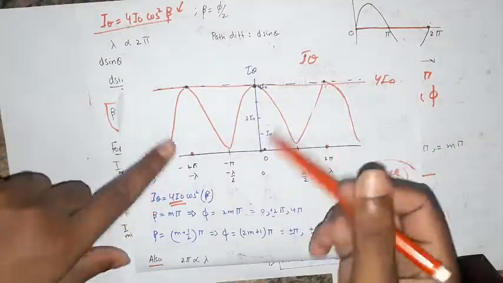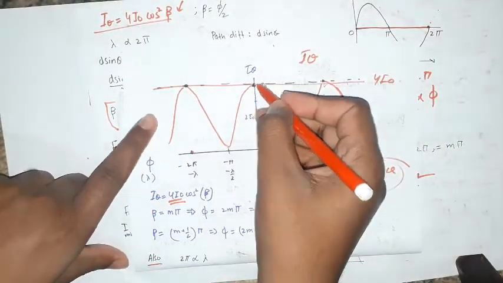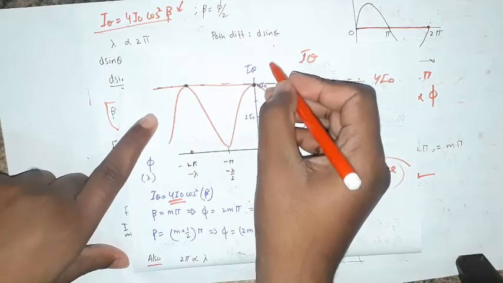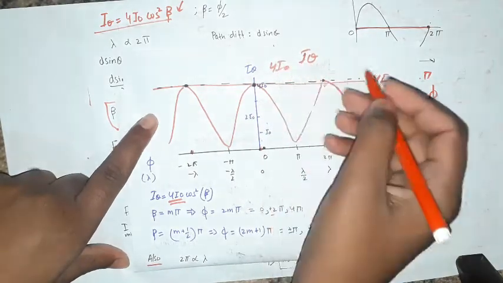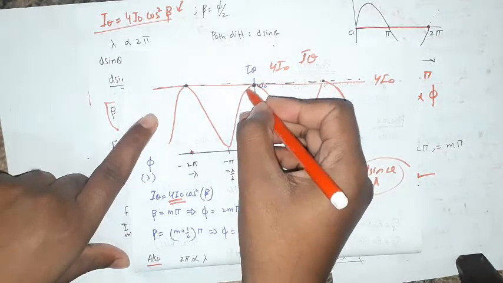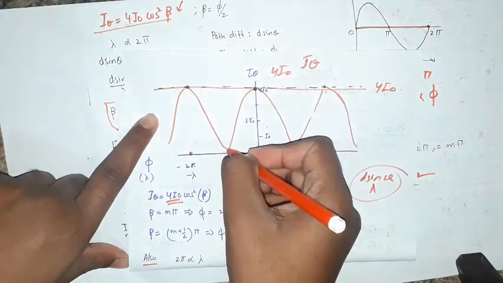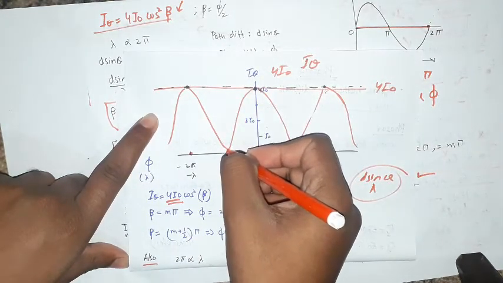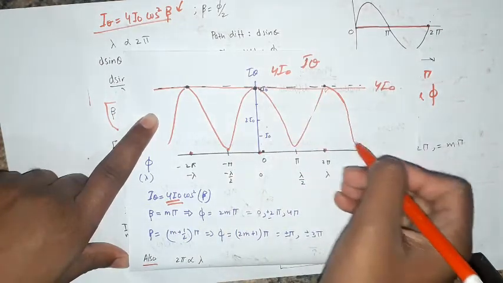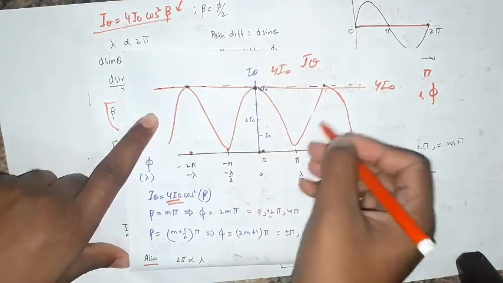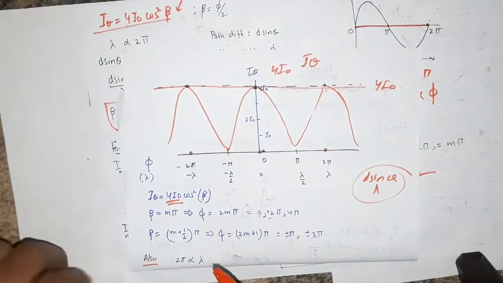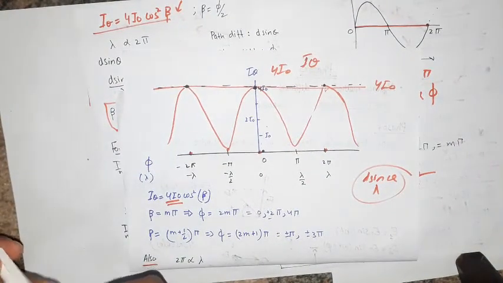So this is how the intensity varies. At the center of the bright fringe it will have maximum intensity, equal to 4 I naught, and then it decreases, and at a particular point near the minimum it becomes 0. So there is a continuous variation of the intensity, and similarly for the other side, so we get this intensity distribution. That was all for this video.